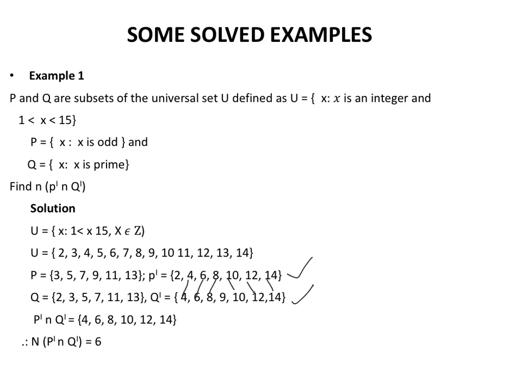So the number of elements in P prime intersection Q prime is 1, 2, 3, 4, 5, 6. And we have it here: n bracket P prime intersection Q prime is equal to 6.